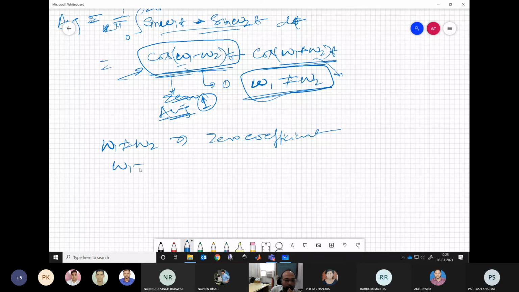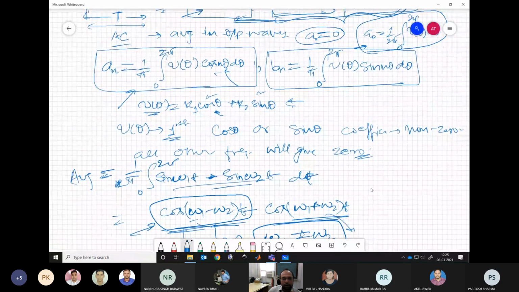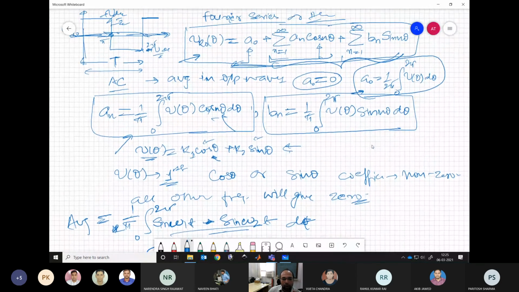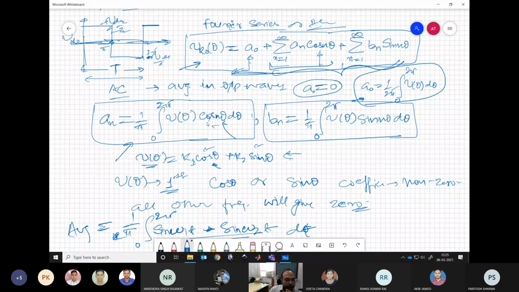And if omega 1 is equal to omega 2, we will have a non-zero coefficient. So this is what we are basically doing in the Fourier transformation. We are multiplying a particular frequency of sinusoid with our pole voltage. So this will result in coefficients only corresponding to the components which are there in the pole voltage waveform, and all other components will be 0.